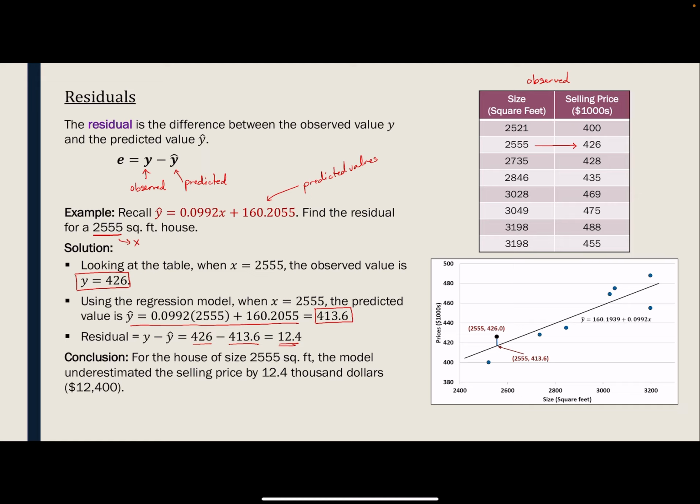So we would then say for a house of size 2,555 square feet, the model underestimated the selling price by $12.4 thousand or $12,400. So notice that the model is underneath the point, right? The point is higher than the model. Therefore, the actual selling price is above the predicted selling price, and therefore our model underestimated what we actually saw. And in this case, it specifically underestimated the selling price by $12,400.